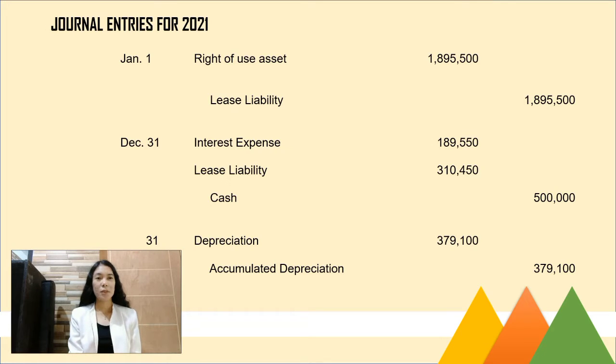So on December 31 then, we record the depreciation. So debit depreciation 379,100. Then we credit accumulated depreciation amounting to 379,100.